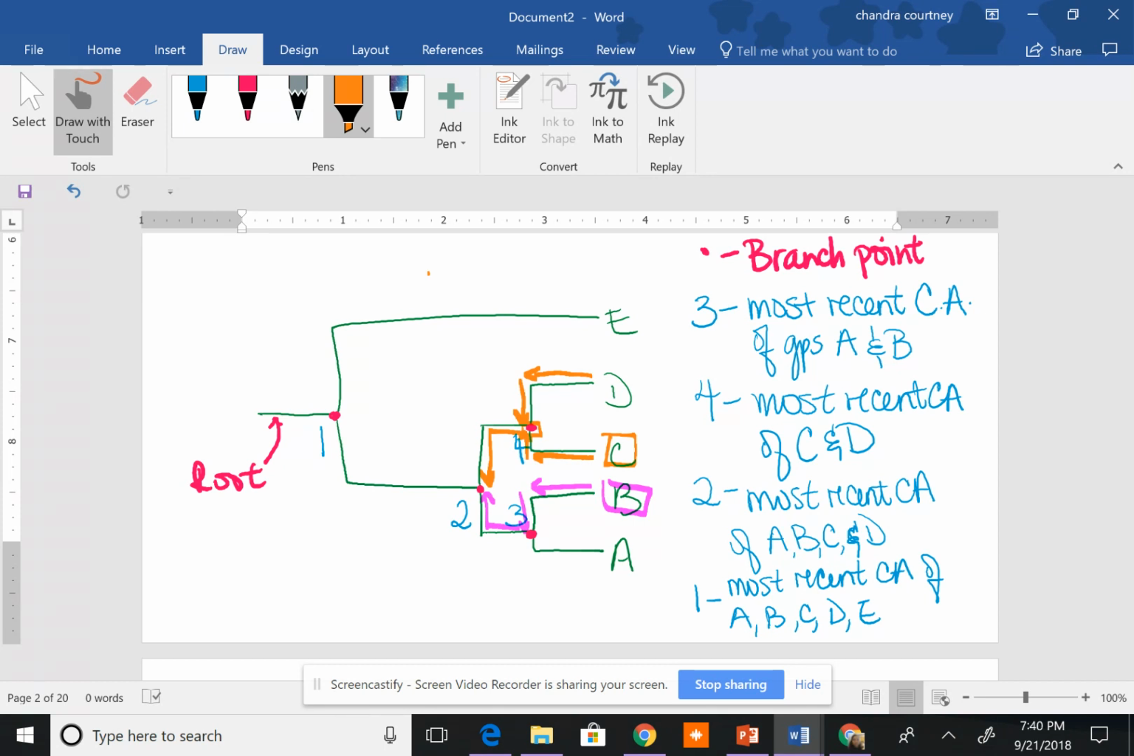So if you do that walk backwards, if you think, okay, how far back do I have to go to find a node that the two of us share? That's how closely related we are.